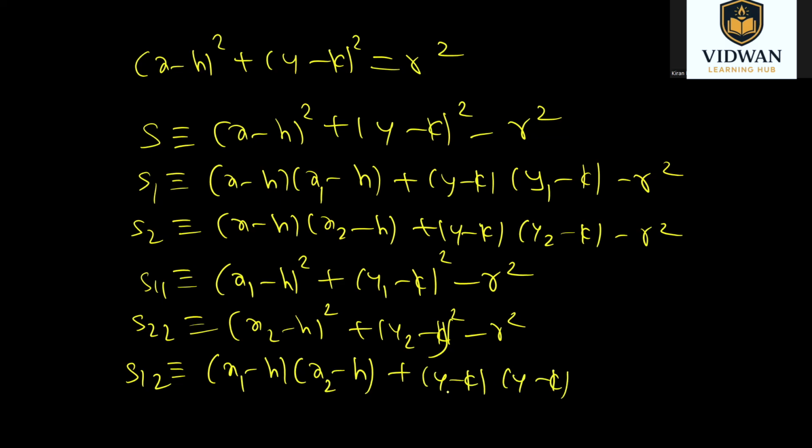Replace one of the y with y1, the other with y2 and minus r square. This is called S12. So this is also the notation for the standard circle. So after the notation, we'll now discuss the concept of position of a point with respect to a circle.